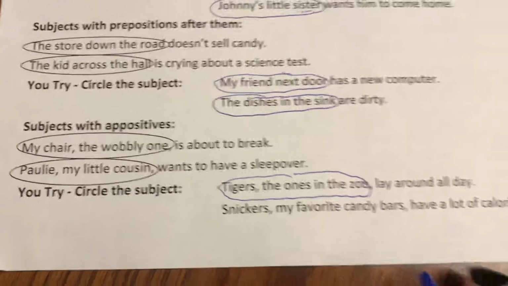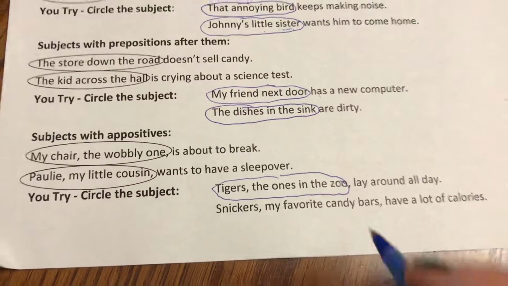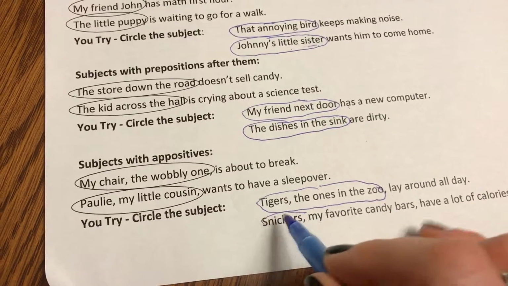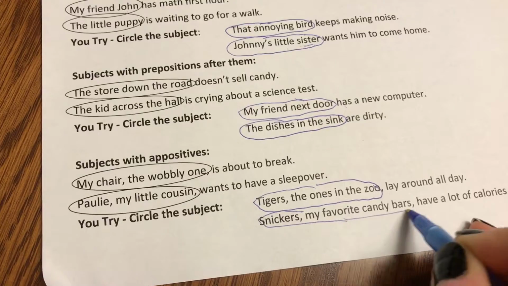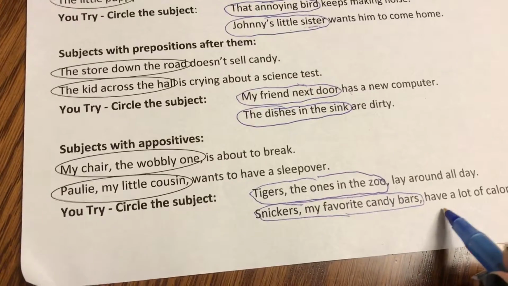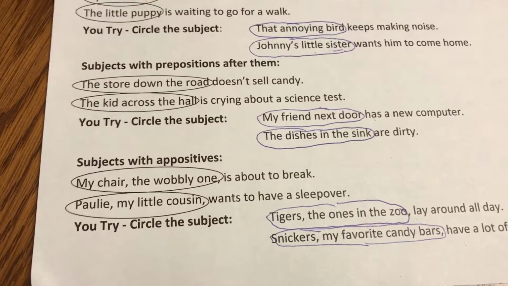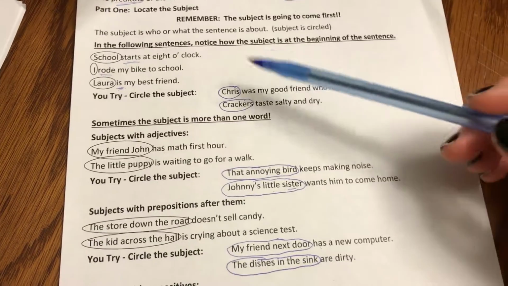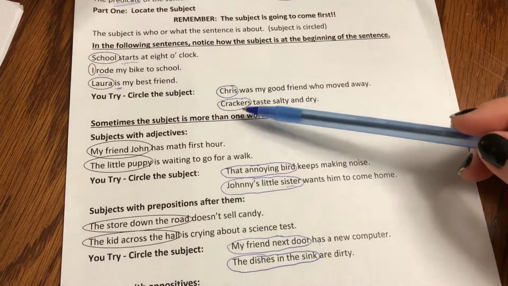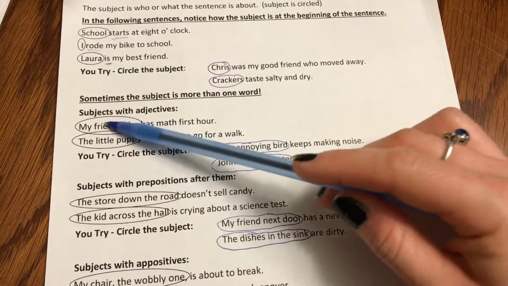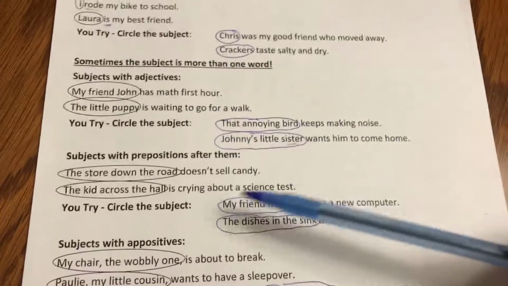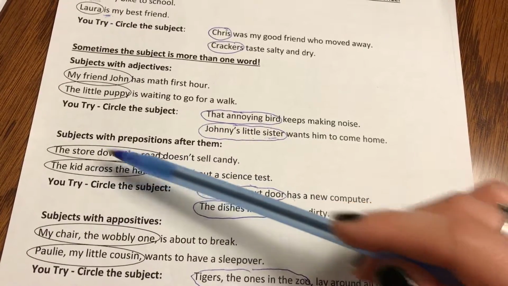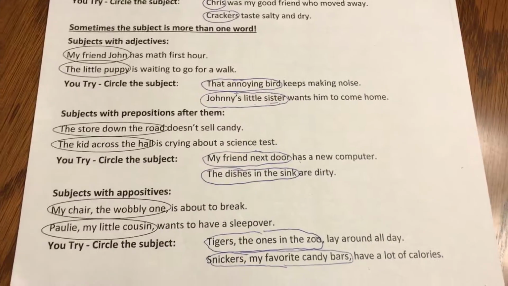And then Snickers, my favorite candy bars, have a lot of calories. So Snickers is what the sentence is about, and you got to circle that appositive with it because have is the beginning of the predicate. It's the first verb. So sometimes you have simple subjects, just the first word. Sometimes there's an adjective ahead of that main noun. Sometimes there's a prepositional phrase after the main noun in the subject, and sometimes there's an appositive.